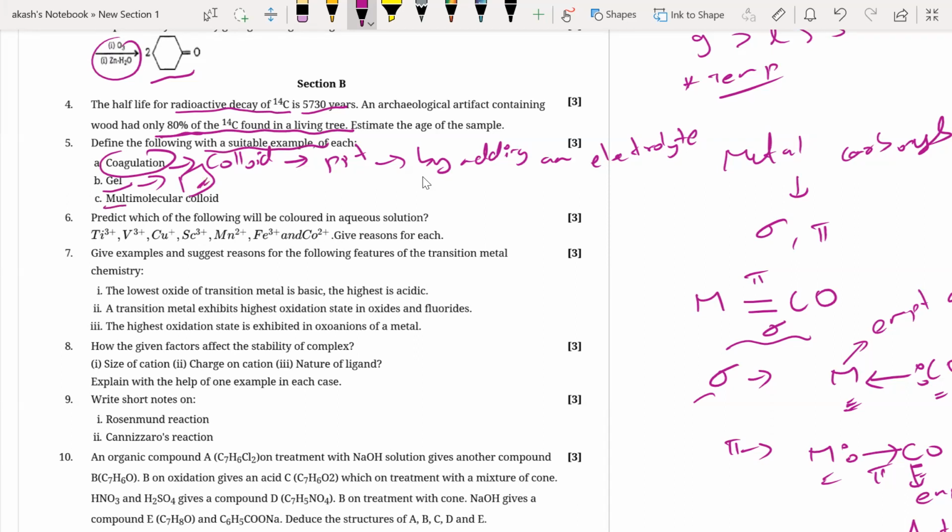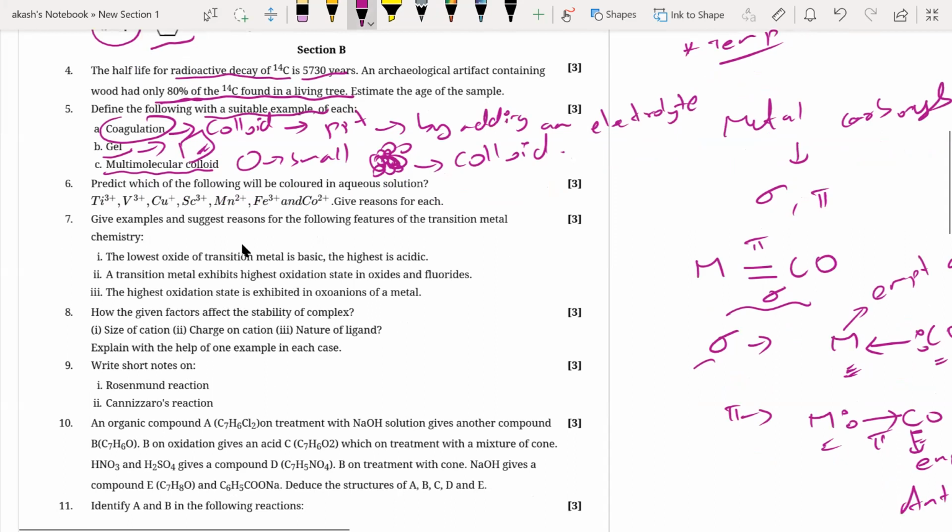Okay. Multimolecular colloid. What are multimolecular colloids? Now you can find it in the name itself, we understand one molecule is very, very small. So what happens? So many molecules will come together that becomes a multimolecule. Now this multimolecule is big enough to be called a colloid. So many molecules come together to make up a colloid. That is what is called a multimolecular colloid.